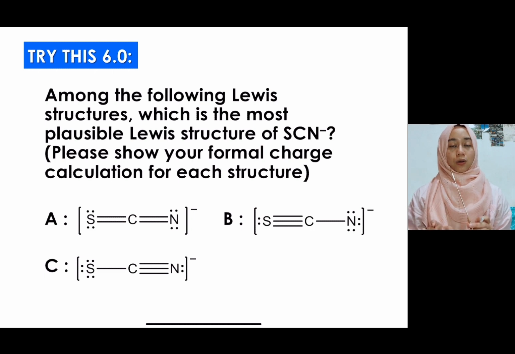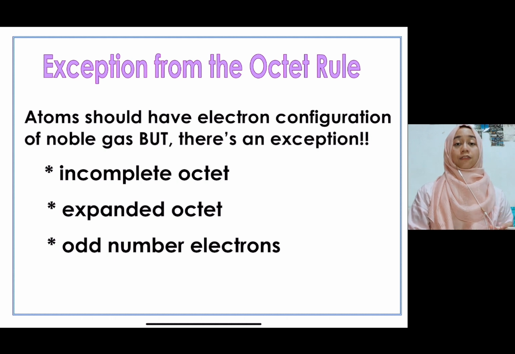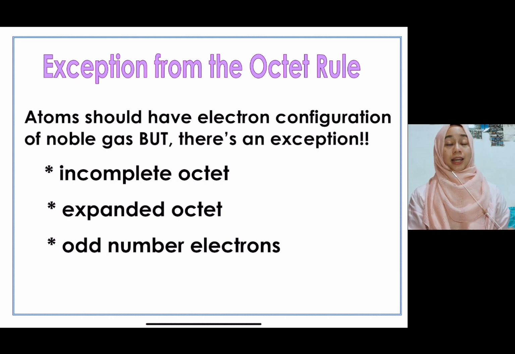Okay, so the last part of kita punya video hari ni is the exception from the octet rule. Okay, so atoms should have electron configuration of noble gas, but there's an exception. Okay, so ada 3 exception dekat sini.